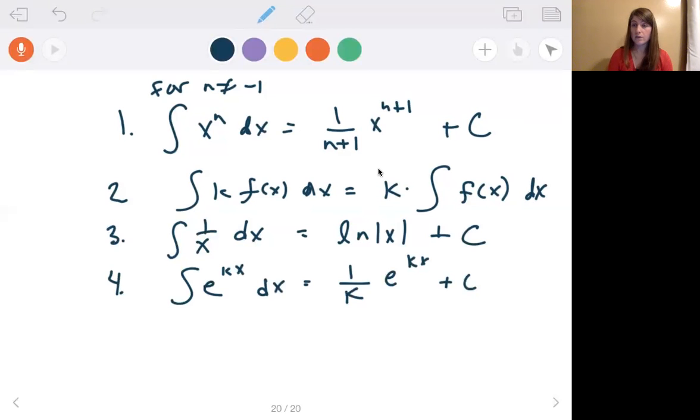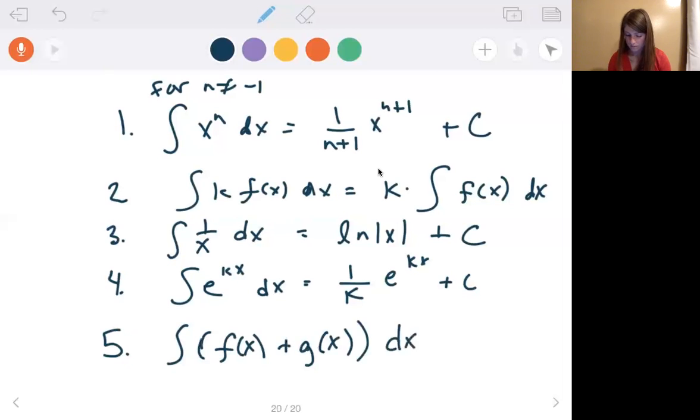Now, one thing we haven't taken a look at yet is things like polynomials, where we have things added and subtracted. But it turns out that we can handle that pretty easily. If you have 2 functions that are added together inside an integral, so like f of x plus g of x here, you can go ahead and split that up into 2 pieces. Integrate one function, integrate the other, and sandwich them together.